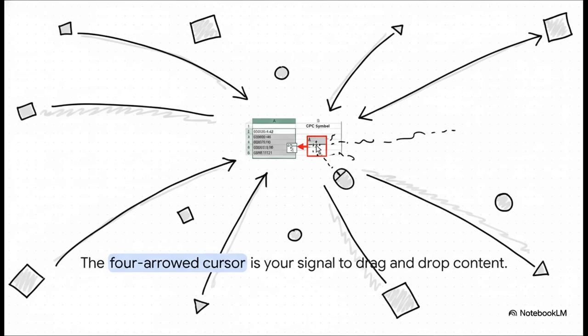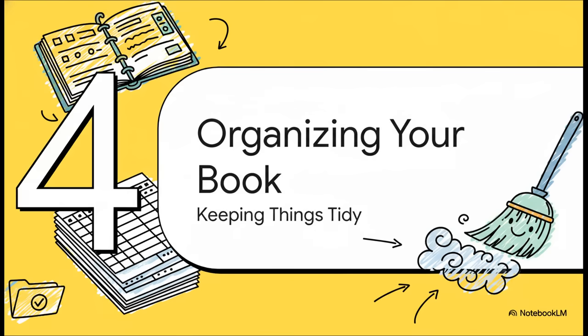Want to know a super fast way to move stuff? Check this out. First, select the cells you want to move. Then, move your mouse so it's hovering right over the border of that selection. See how your cursor changes into that 4-arrowed cross? That's your signal. That means you can just click and drag that whole block of data to its new home. It's so easy.